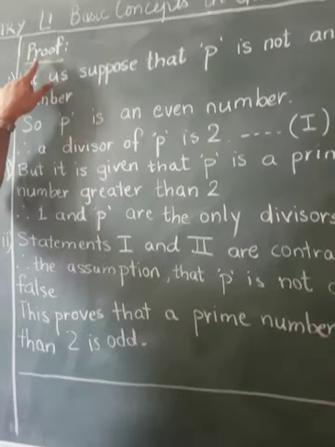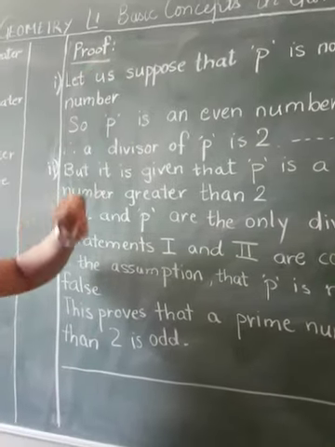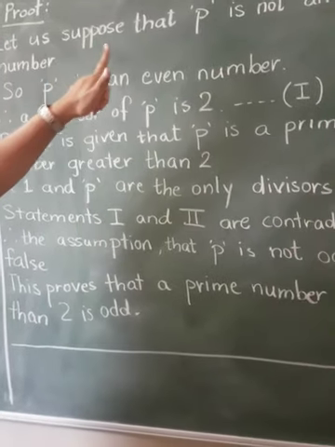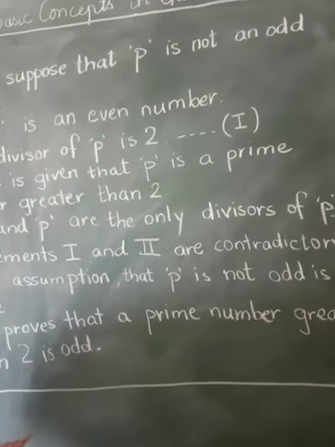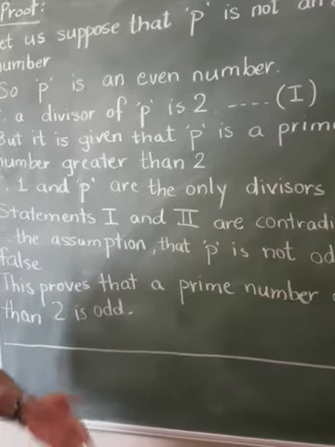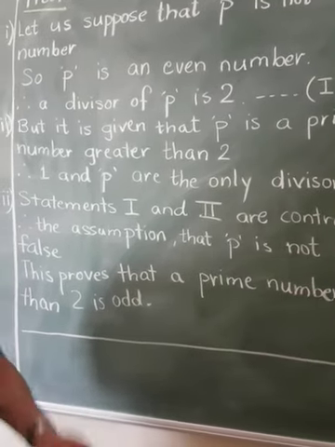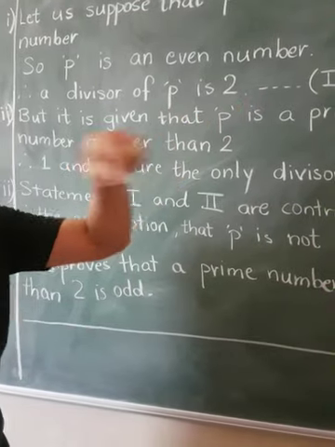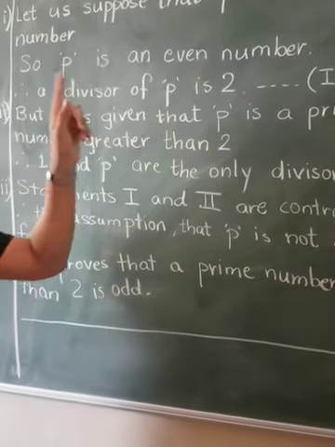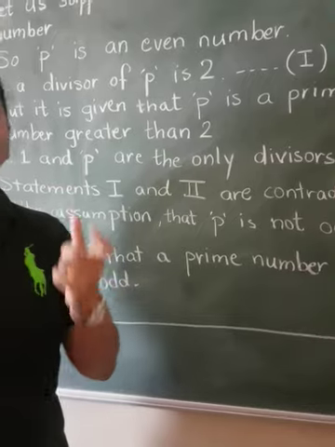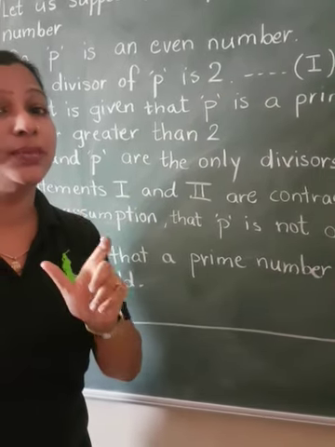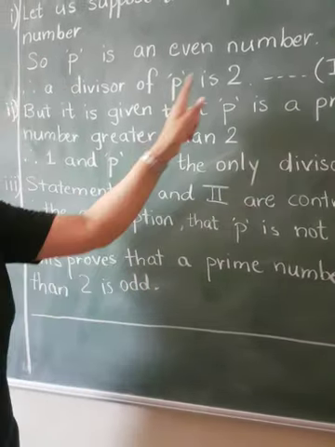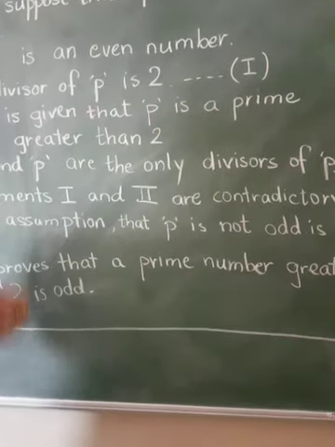Now understand the proof of this statement. Let us suppose that p is not an odd number. So if it is not an odd number, it will obviously be an even number. So p is an even number. Now if it is an even number, obviously a divisor of p is 2, because all even numbers are divisible by 2. So let's take this as statement 1.